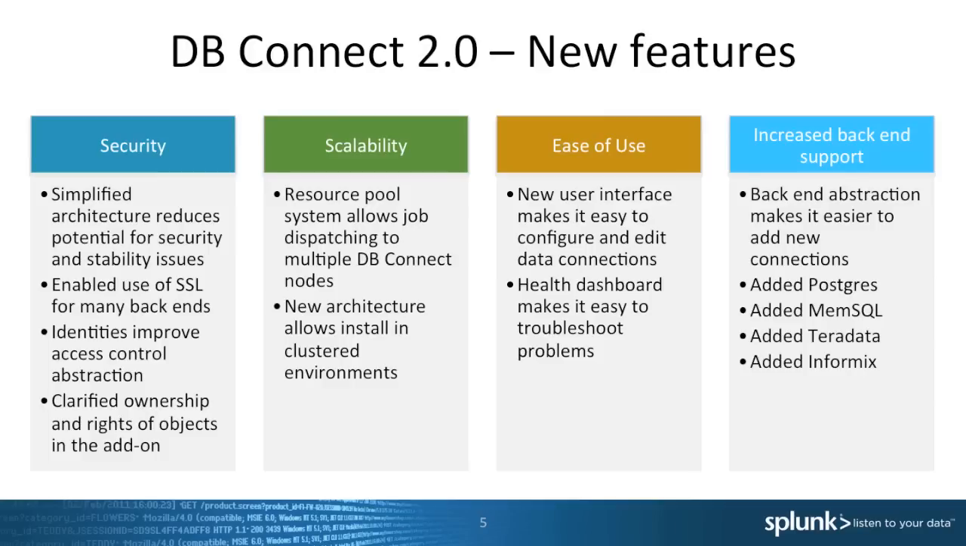To summarize, we added four main new features to DB Connect 2.0. First of all, on the security side, we enabled the use of SSL for many backend databases. We added the whole concept of identities to improve access control and the ability to control the permissions on which Splunk user can see and do what functions in the database.